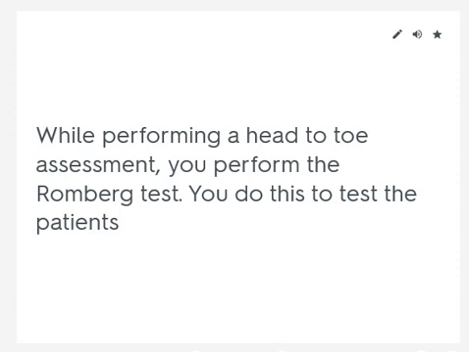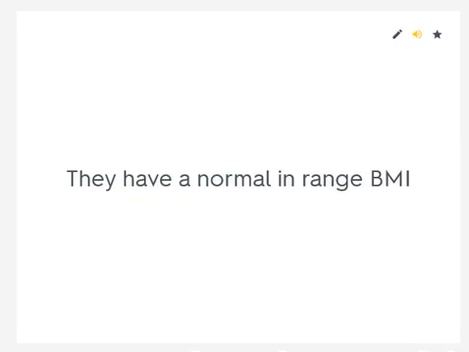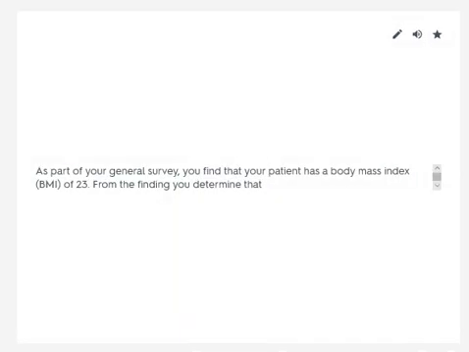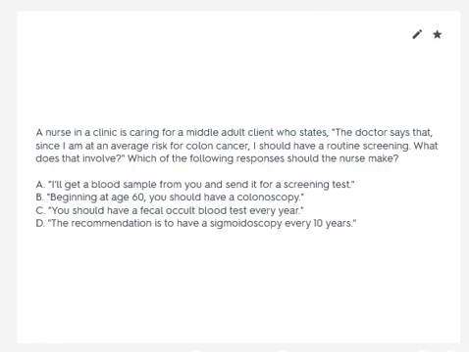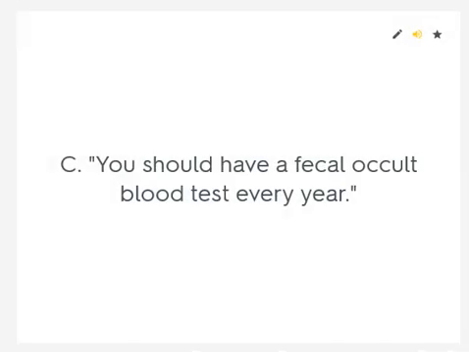While performing a head-to-toe assessment, you perform the Romberg test. You do this to test the patient's balance. They have a normal in-range BMI. As part of your general survey, you find that your patient has a body mass index of 23. From the finding, you determine that C. You should have a fecal occult blood test every year.